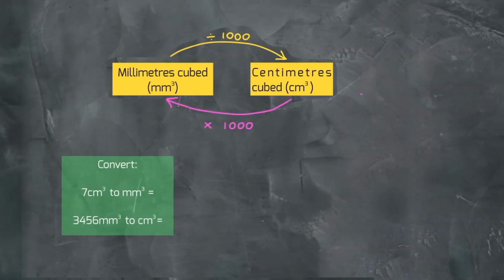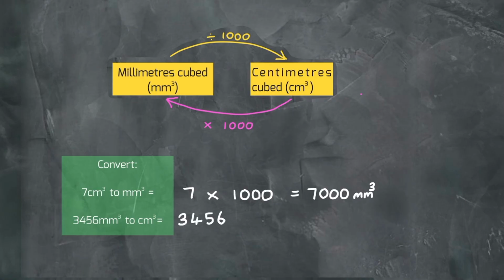To do these conversions, all we have to do is to use the same method as we have been doing previously. So to convert 7 centimetres cubed to millimetres cubed, all we have to do is multiply by 1,000, which would give us 7,000 millimetres cubed. To convert 3,456 millimetres cubed to centimetres cubed, all we would do is divide by 1,000, which would give us an answer of 3.456 centimetres cubed.